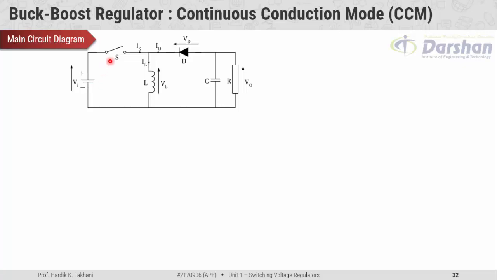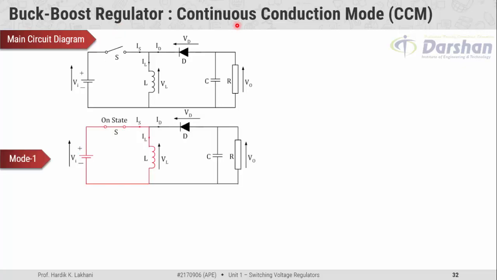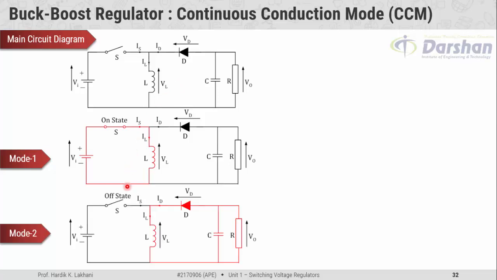Because one switch is present in the circuit, one cycle operation of buck boost regulator in continuous conduction mode can be explained with the help of two modes. This one is the mode 1 equivalent circuit diagram when the switch is in the on state, and this is the mode 2 equivalent circuit diagram when the switch is in the off state.